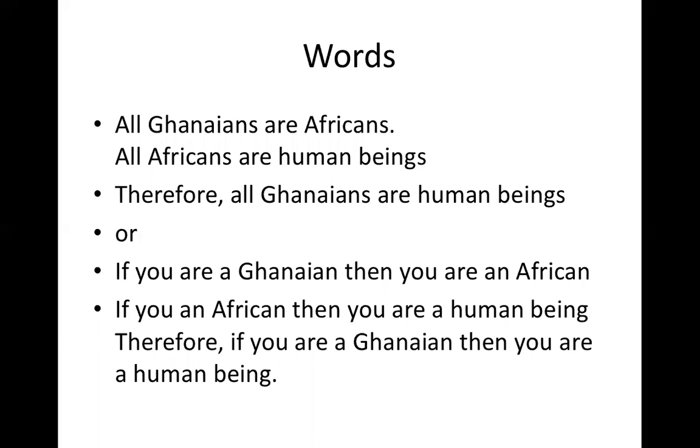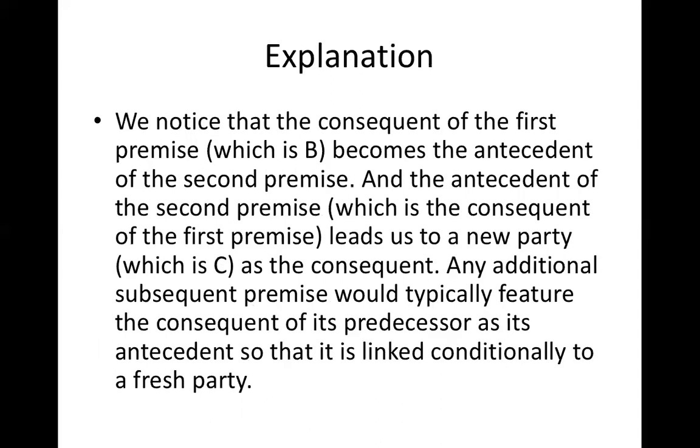Okay, let's put it in words. All Ghanaians are Africans. All Africans are human beings. Therefore, all Ghanaians are human beings. So all A are B, all B are C, therefore all A are C. You can even put it in conditional form. Look at the second example. If you're a Ghanaian, then you're an African. If you're an African, then you're a human being. Therefore, if you're a Ghanaian, then you're a human being. So you can see that all the three statements are conditionals. Now the explanation. We notice that the consequent of the first premise, which is B, becomes the antecedent of the second premise. And the consequent of the second premise leads us to a new party, which is C. So that's how it works.